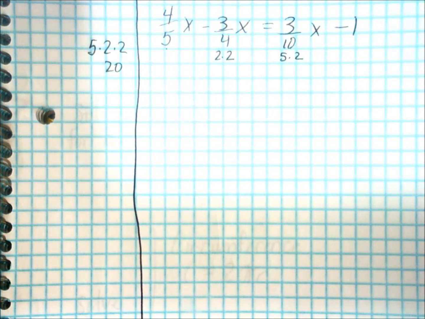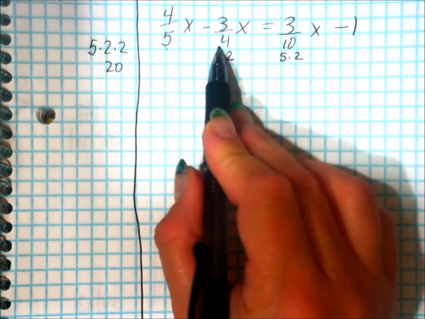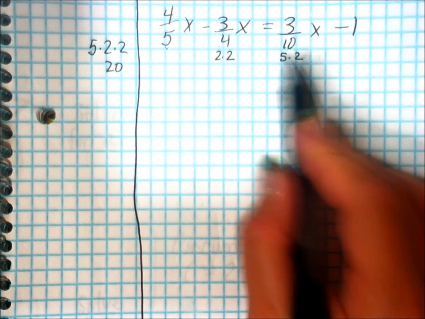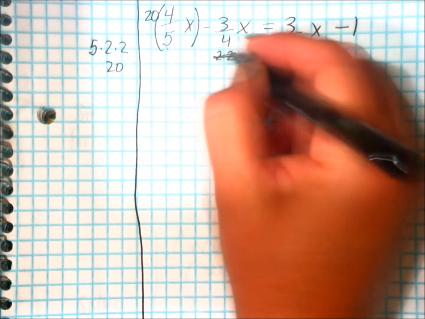Again, if that's not really easy for you, then look at the numbers. What can I multiply to get all of these numbers to multiply to? 5 times 4 would be 20. 4 times 5 would be 20. 10 times 2 would be 20. So let's go ahead and multiply everything through by that 20.